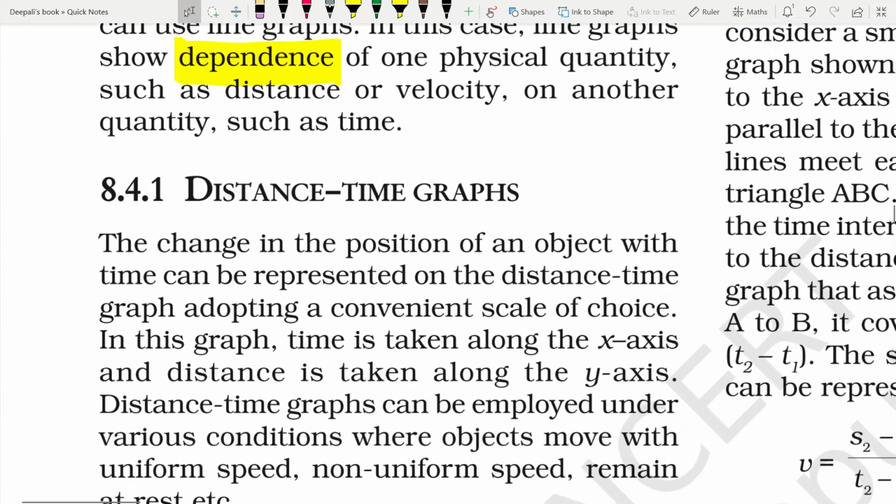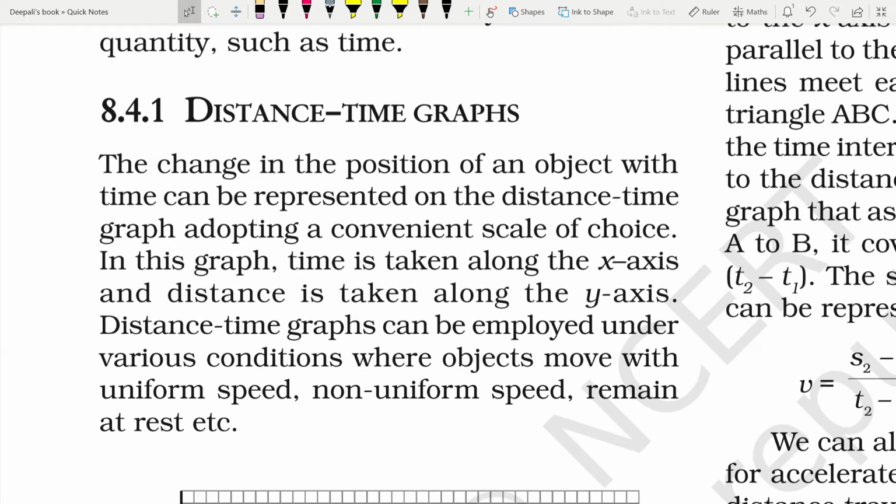Now, the distance-time graph. We saw the relation between distance and time as speed. Now, how does the graph help us? The change in position of an object with time can be represented as a distance-time graph, adopting a convenient scale of choice. In this graph, time is taken along the x-axis. Always remember, the independent quantity is taken on the x-axis and the dependent quantity is taken on the y-axis. In this case, time is the independent quantity, so it is taken on the x-axis, and distance is the dependent quantity, so it is taken on the y-axis. A distance-time graph can be employed under various conditions where objects move with uniform speed, non-uniform speed, or remain at rest.